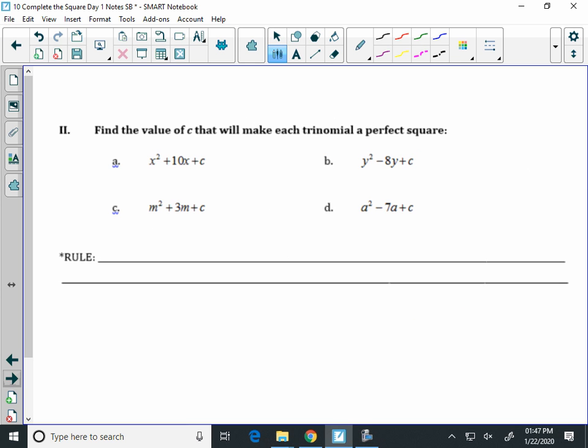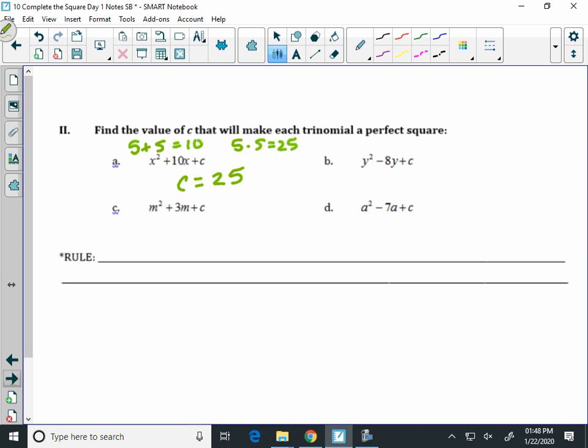So we take a look at A. We want to make each of these trinomials a perfect square trinomial. So what value does C need to be for it to be a perfect square trinomial? If we look at the middle, what number can I add to itself to get 10? 5, right? So to get the back number, multiply 5 by itself. What's 5 times 5? So C has to be 25. 5 plus 5 gives us 10, and 5 times 5 gives us 25. So C would need to be 25 to be a perfect square trinomial.